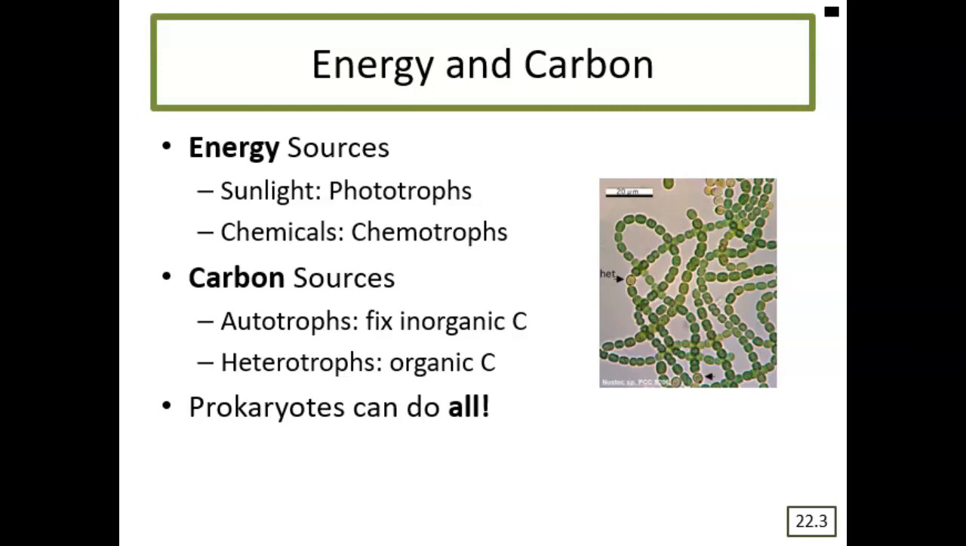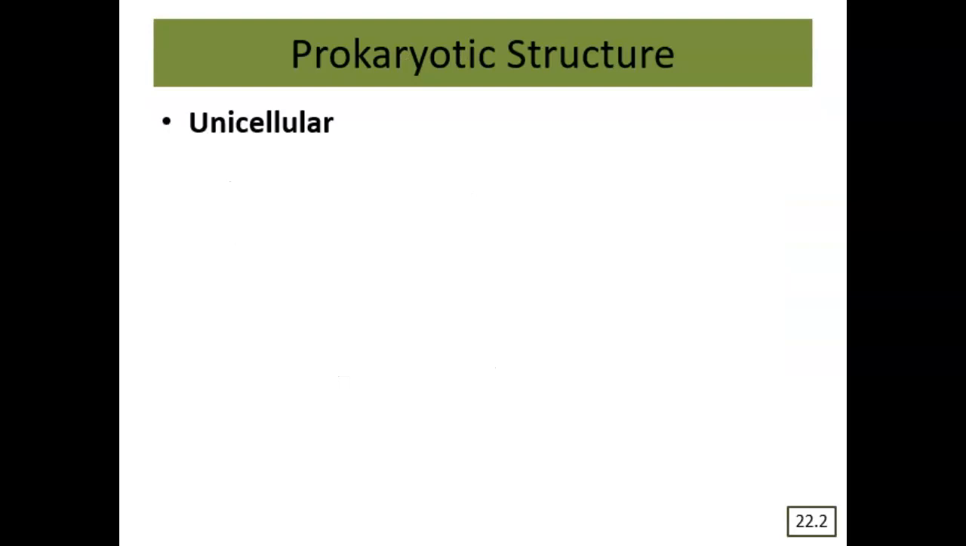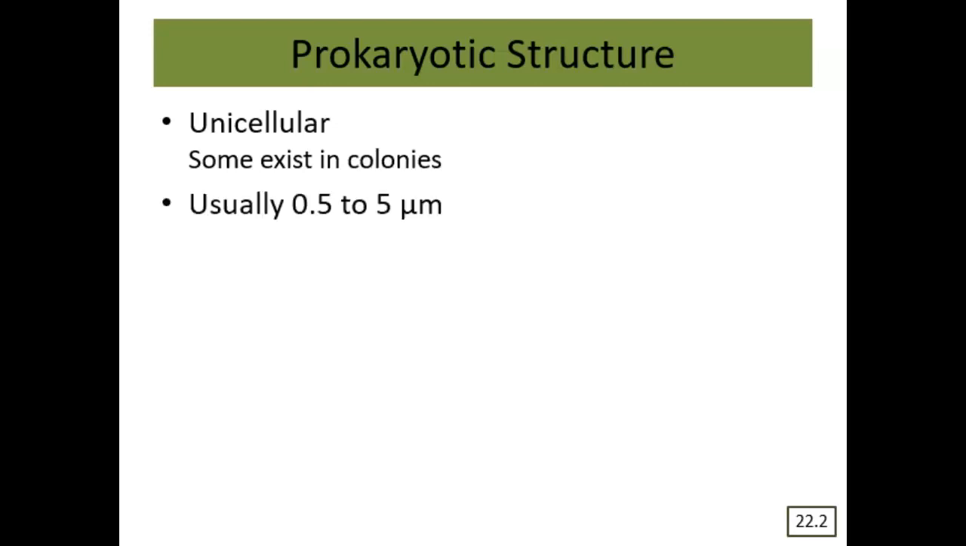All right, let's talk about the structure of prokaryotes. Prokaryotes are single-celled organisms. There are some that exist in colonies. Colony means groups of single cells basically living together. The cells of prokaryotes are pretty small, usually 1/2 to 5 micrometers. Just to give you an idea, the average human hair is something like 100 micrometers in width, and so a large prokaryotic cell is about 1/20th the diameter of a human hair. So pretty small.